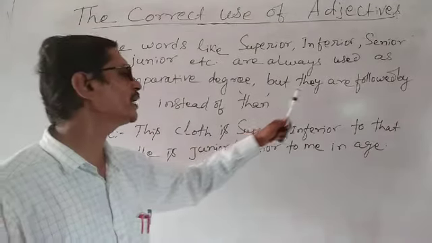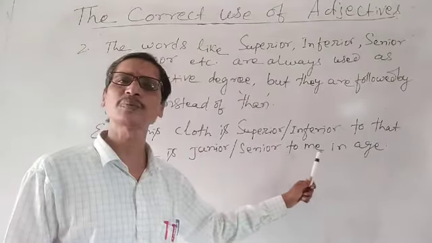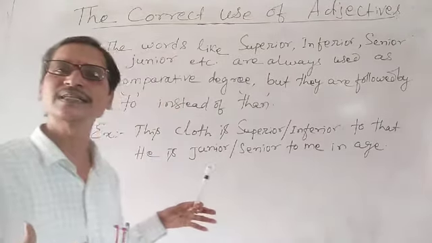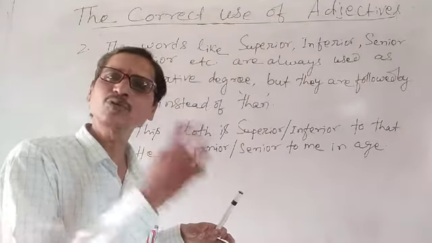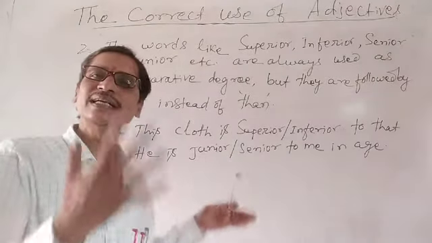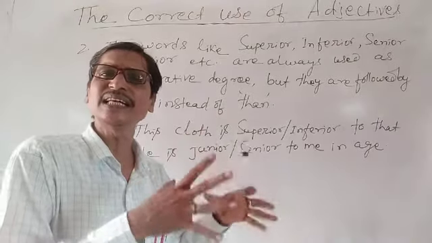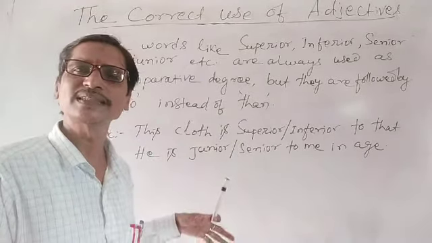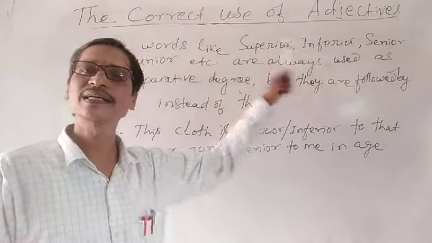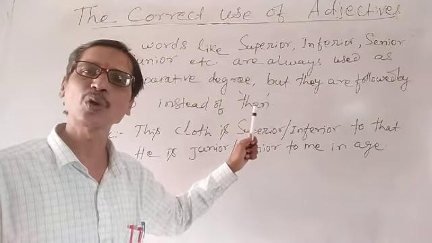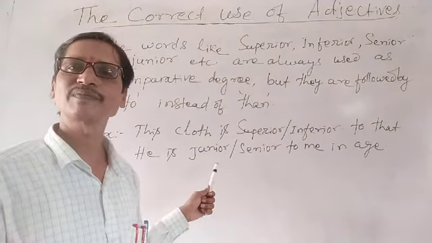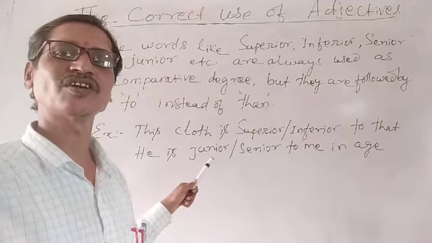Understand? So superior, inferior, junior and senior are always followed by "to" while we are comparing two things or two persons, taking some quality or age, or comparing a certain thing between two things, two persons or two places. In that case, if we are using adjectives like superior, inferior, senior and junior, they must be followed by "to" instead of "than". From these examples, we understand. Okay, let's understand the next instruction.